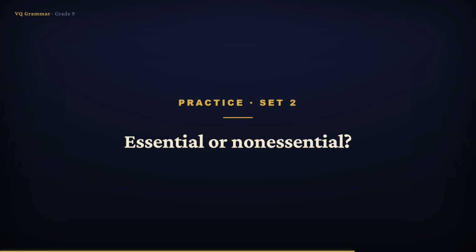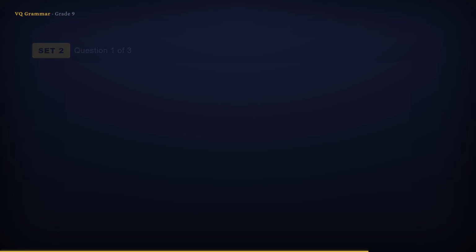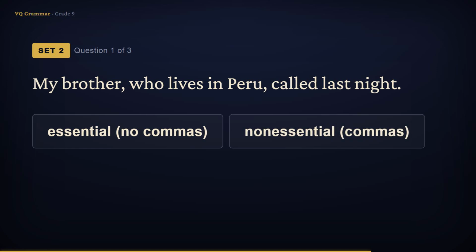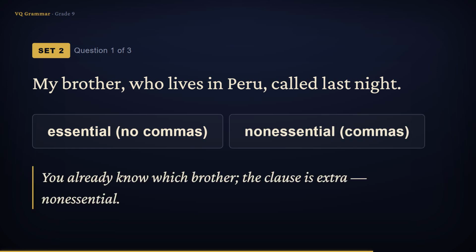Now a different challenge. In this second set, each sentence contains an adjective clause. Decide whether it's essential, needing no commas, or non-essential, set off by commas. Pause and try each before I answer. My brother, who lives in Peru, called last night. Ask yourself, do you need the clause to know which brother? No, the clause who lives in Peru just adds a detail, and it's already fenced by commas. So this one is non-essential.